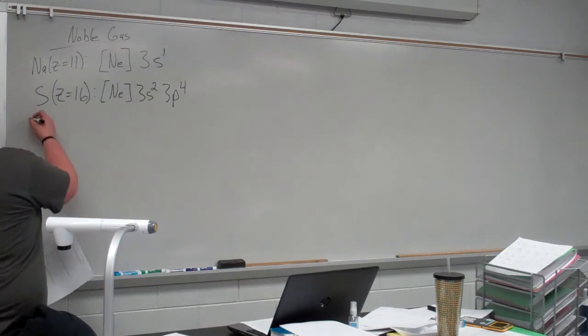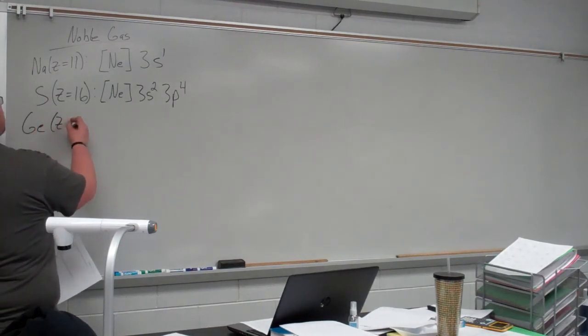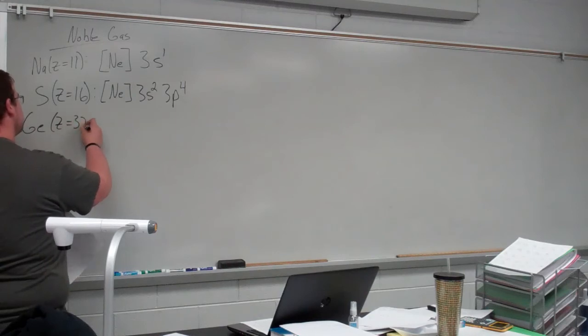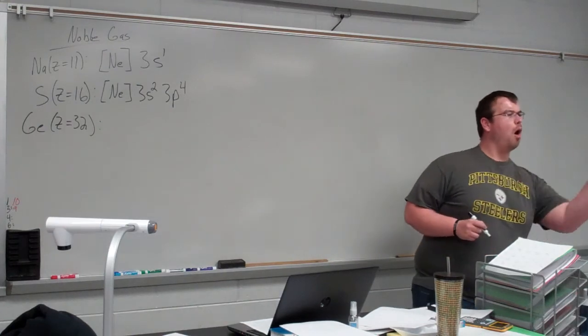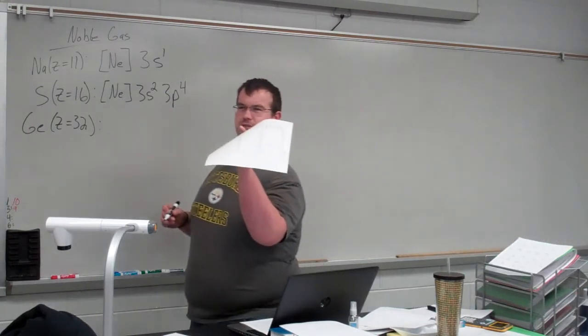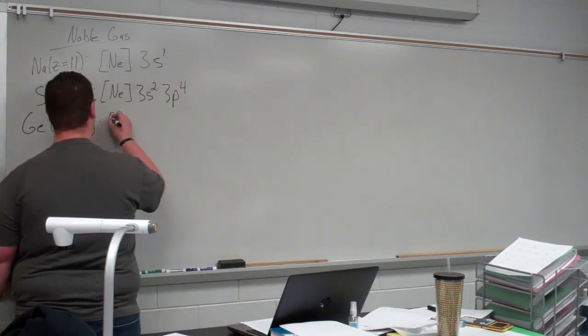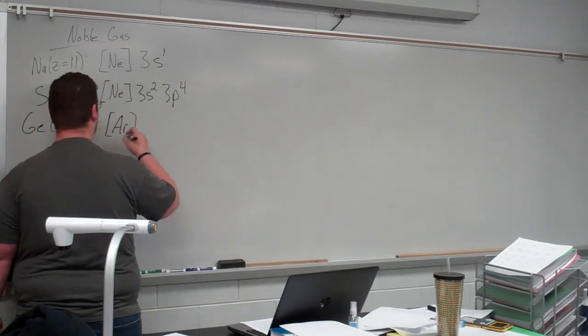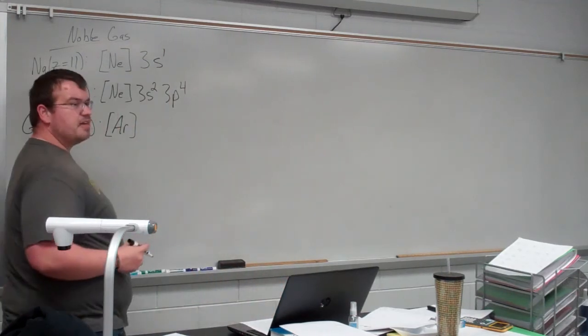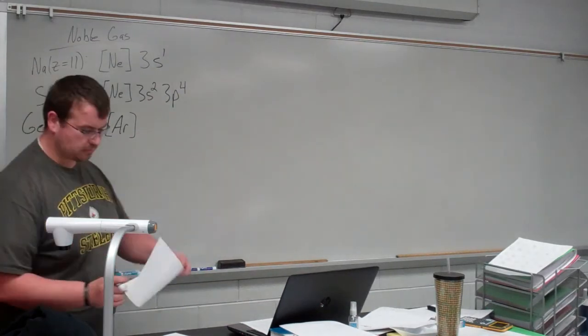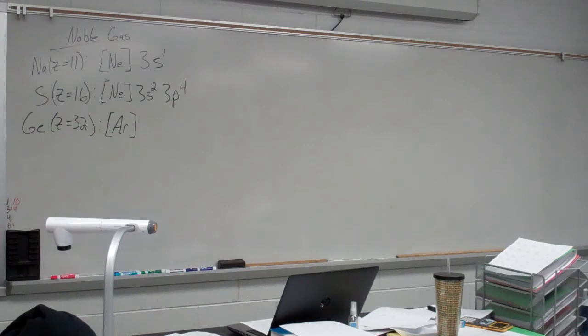Let's do germanium. We have 3 minutes. We're using the shortcut. Germanium. What noble gas do we use? Argon. Why do we use argon? That's the last noble gas you cross, because when you do the electron configurations of these, you'll find out where you want to stop.